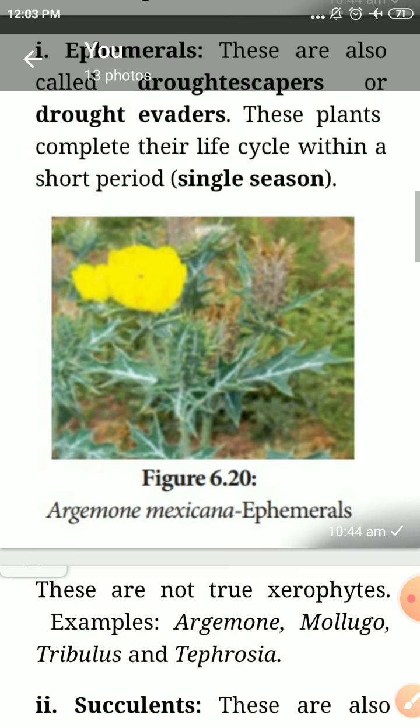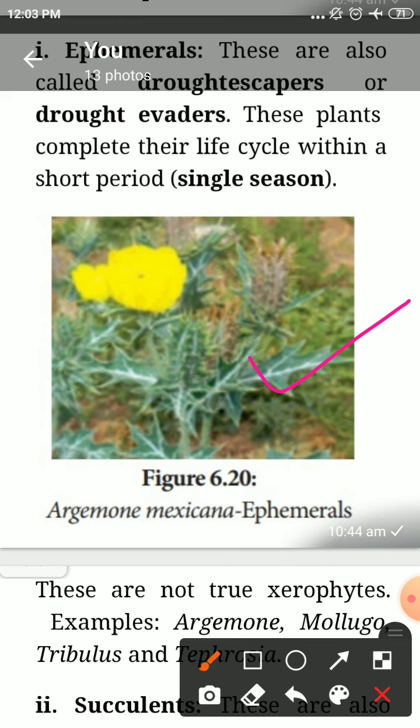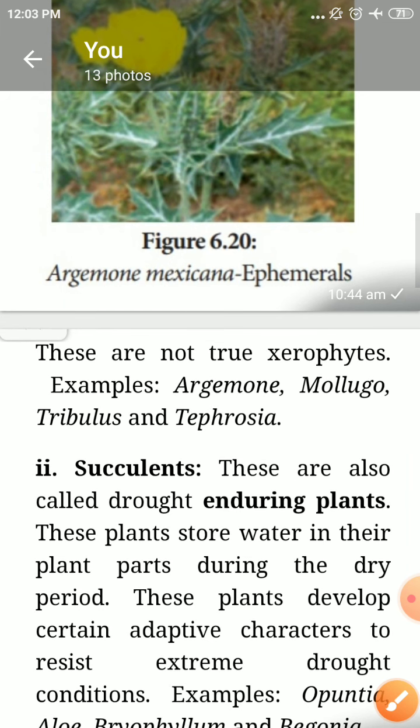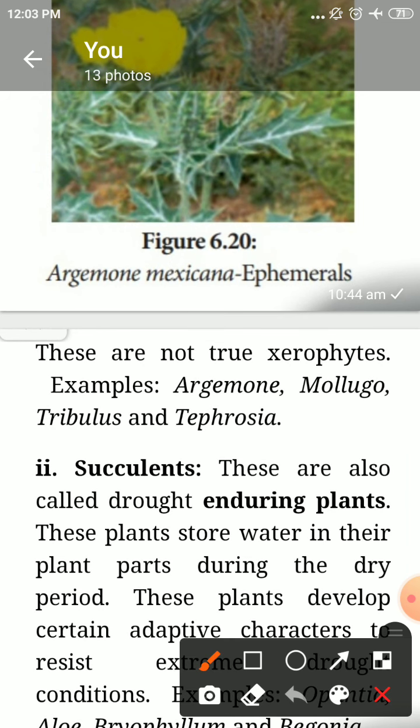For example, over here, this is the image of your beloved plant, Argemone mexicana. Argemone mexicana is a classical example of an ephemeral plant. Now, in addition to the Argemone, there is a very common plant, Tribulus, and Tephrosia. These are examples of the ephemerals.